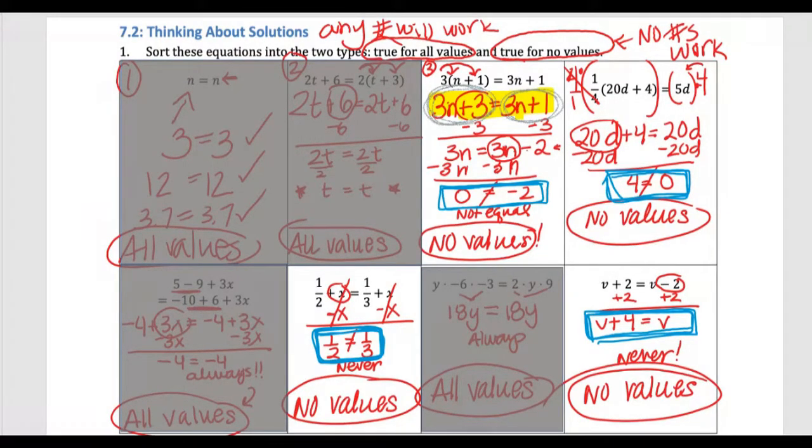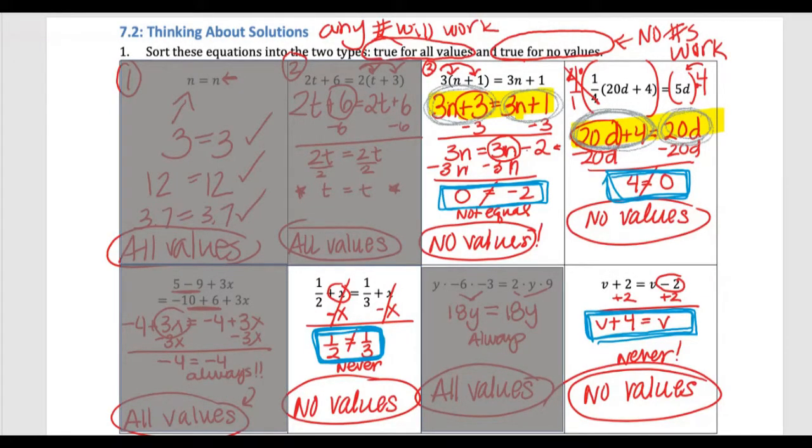Okay. If we look at the second problem right here, I have 20d plus 4. So on the left side, I have 20d, and on the right, I just have 20d. Nothing gets added to those 20d. So the left side is always going to be 4 more than the right. They cannot possibly be equal ever. There's no number ever on the planet that when I add 4 to it is going to be the same as it.